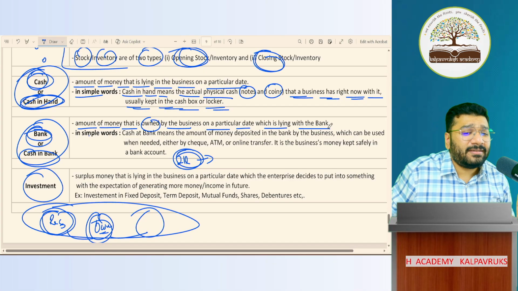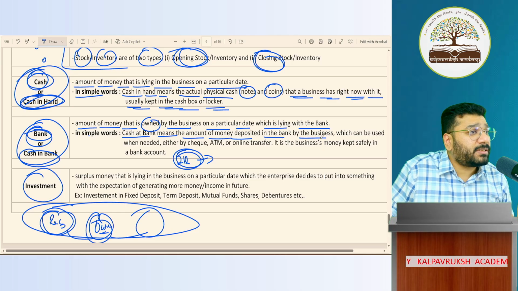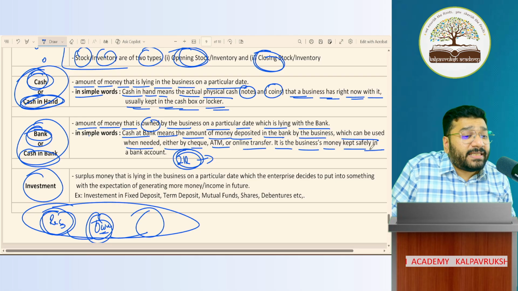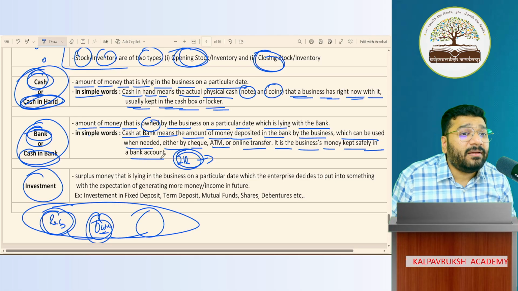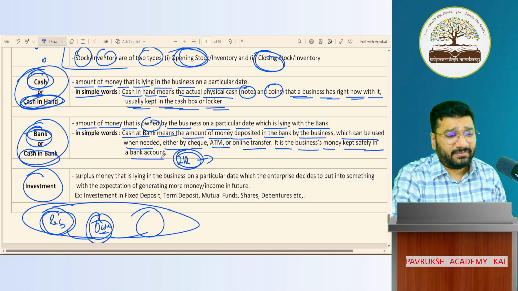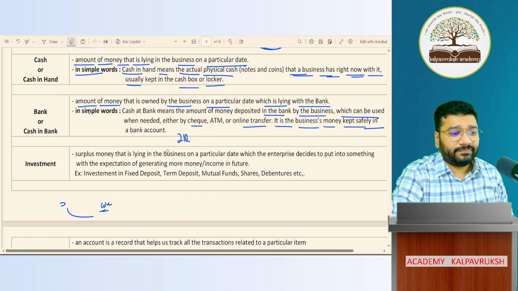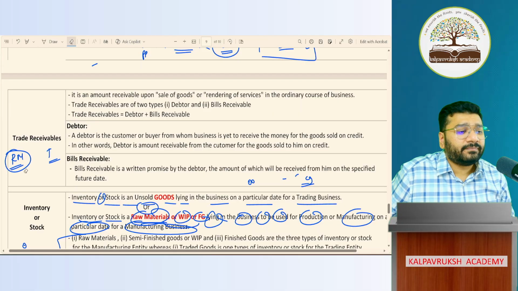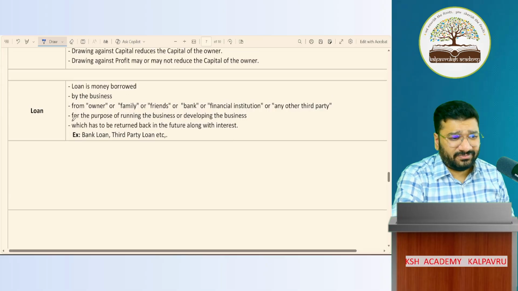Clear or not clear? Cash at bank means the amount of money deposited in the bank by the business, which can be used when needed, either by cheque, ATM, online transfer, whatever you say. It is the business money kept safely in the bank account custody. Got it? Not got it? Okay. Now two more items and we are done. Debtor. Who is debtor?